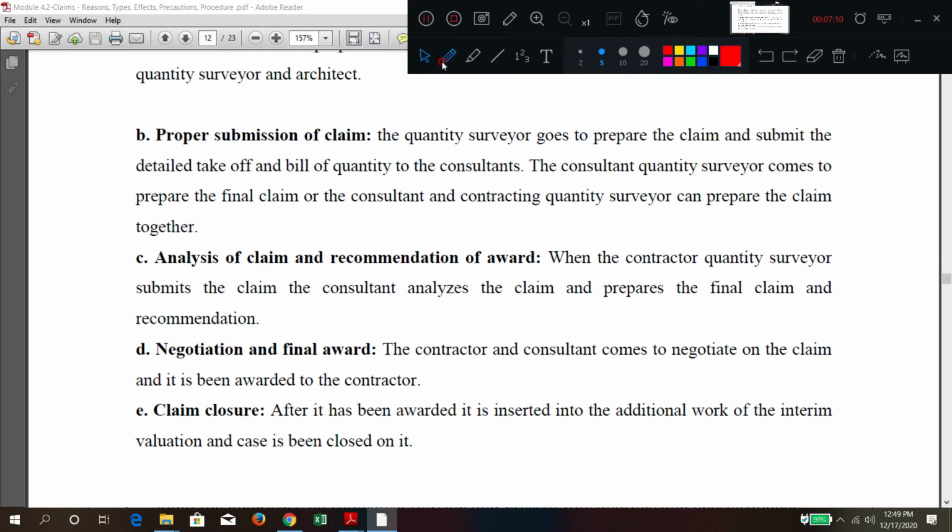After the submission, what is the process? Obviously, it is going to be analyzed by the other party. Later, he will recommend something. Okay, this much you are claiming? No. Okay, you come for negotiation. In the negotiation, some intermediate rates or some intermediate remedies will be provided. Later, the final award: we have settled for this one. You can take this much money or you can extend this much time.